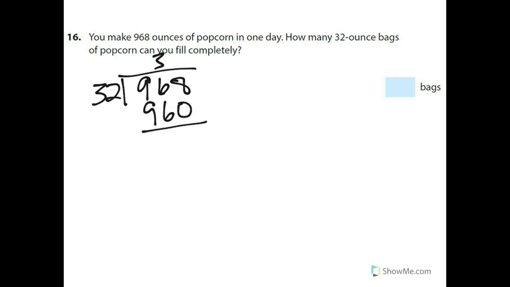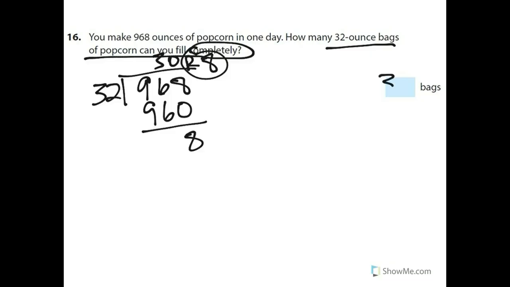So that's going to be 960. Oh, that's going to be easy. 30 remainder 8, right? Well, what is the remainder 8? That's the ounces I have left over. Oh, it wants to know how many 32-ounce bags of popcorn I can fill completely. So I can only fill 30 bags completely. I'll have just 8 ounces left over.